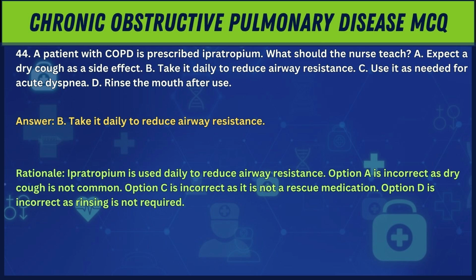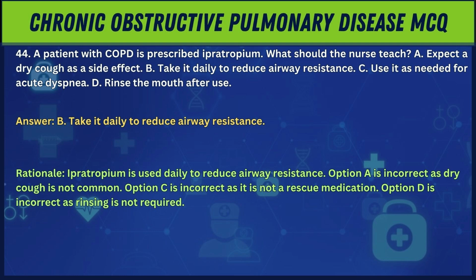44. A patient with COPD is prescribed ipratropium. What should the nurse teach? A. Expect a dry cough as a side effect. B. Take it daily to reduce airway resistance. C. Use it as needed for acute dyspnea. D. Rinse the mouth after use.